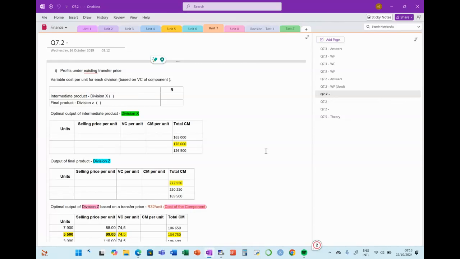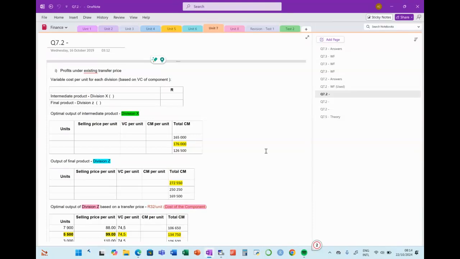Okay? So, under the required, calculate the effect the existing transfer pricing system has on the company profits. And then the second part says calculate the impact on company profits if the transfer price were changed to 13 Rand 20 cents per unit.